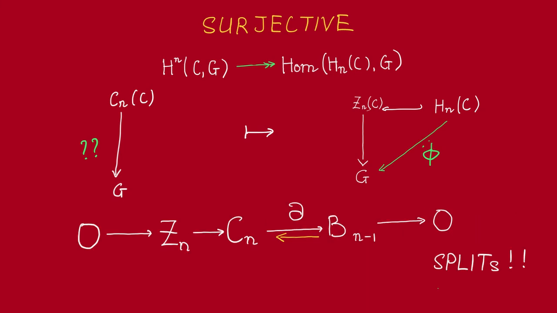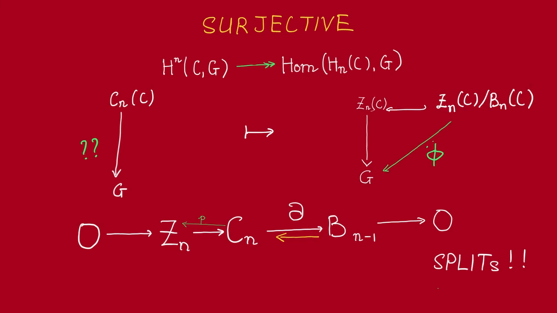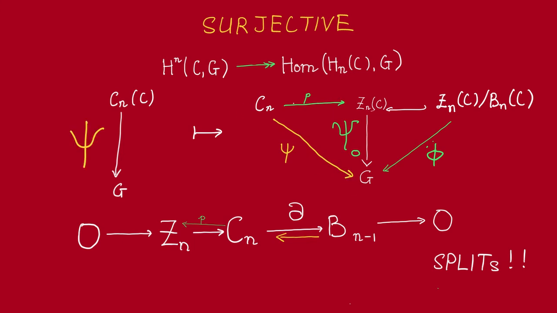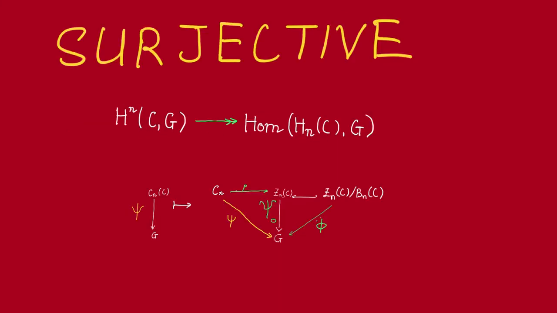Now, since this sequence splits, we must have a projection map P from Cn to Zn, because Cn is going to be the direct sum of Zn with Bn-1. Thus, if this given map phi here on this quotient has a representative psi naught, then we can pull this psi naught back along P to get this n cochain. One can check that the map psi defined this way is indeed going to be an n cocycle. And thus this map is indeed surjective.